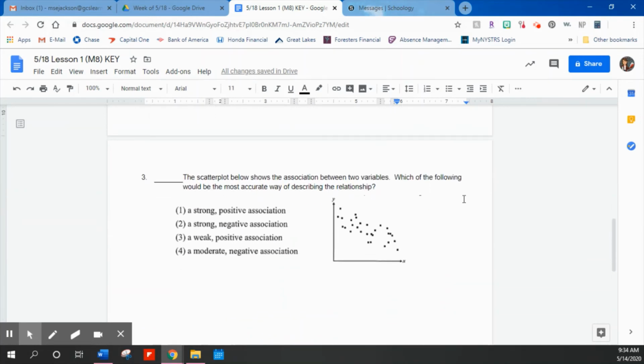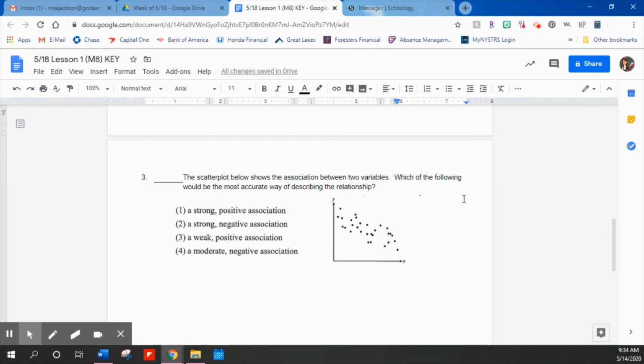And the last problem for today. Number 3, the scatter plot below shows the association between 2 variables. Which of the following would be the most accurate way of describing the relationship? Now, I don't know about you, but I usually look for positive or negative first. And looking at our multiple choice options, I see the words strong, weak, and moderate, and positive and negative.